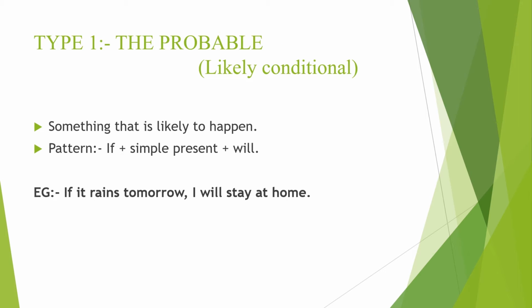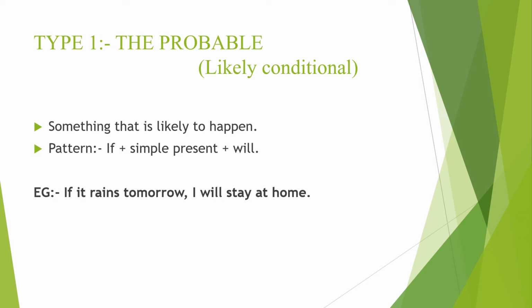Moving on to the next type, that is the probable or the likely condition. What do you mean by the word likely? Likely means which can happen very often, or it is a kind of real situation. The probable conditional is very likely to happen, so it has a high probability rate. The pattern used in this type is if, then simple present tense, and then we use the word will.